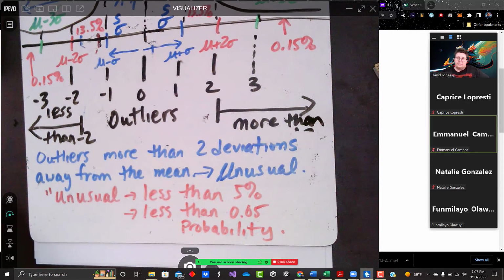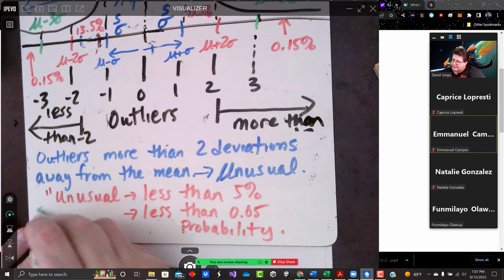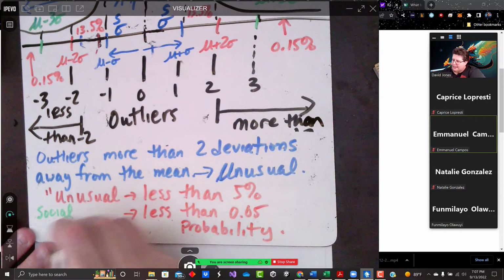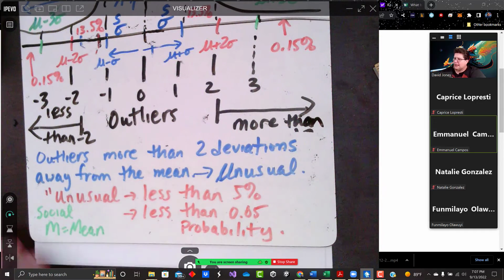If you take the social science set when you're doing in social sciences, stuff like that, social sciences use M for mean rather than mu and sigma. They do their own thing, so it's a little confusing comparing them across groups. And I'll pause and let you guys soak that up.